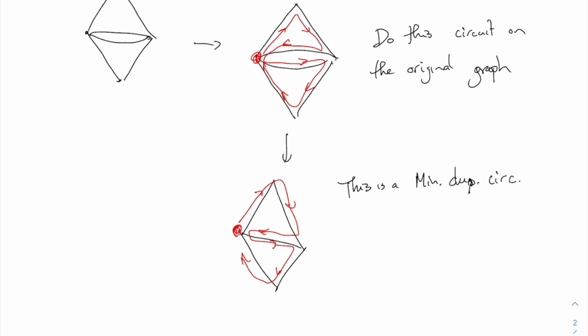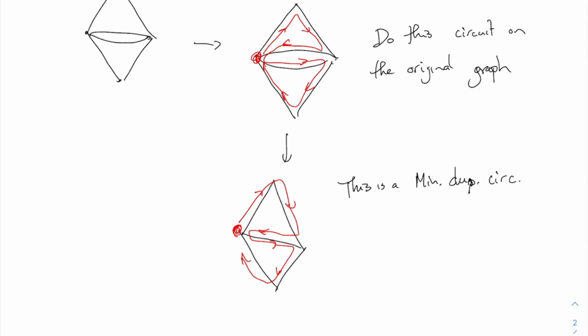This is the way that we find minimum duplication circuits. How do you know this is the minimum? Like I did one repeated edge. I know that's as small as possible because we already know it's not possible to do 0 repeated edges, because that would be an Euler circuit, which you can't do in this particular graph.